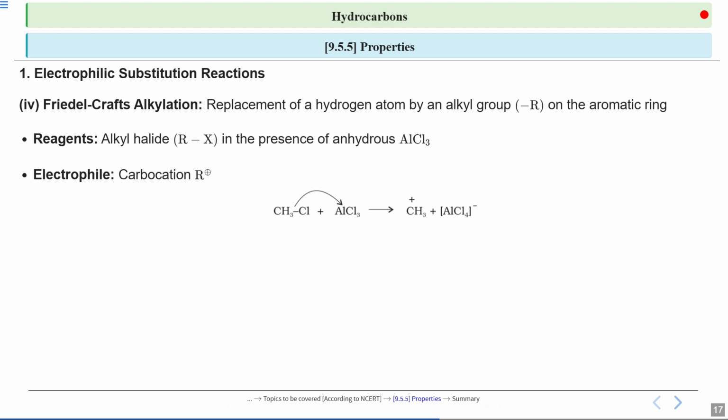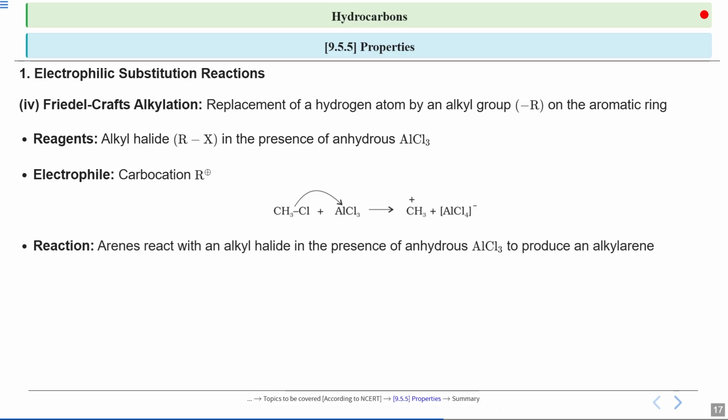This carbocation is formed when the alkyl halide reacts with AlCl3. Notice how the reaction proceeds, where your AlCl3 is taking chlorine from CH3Cl, creating a carbocation, which is specifically the methyl carbocation here, and AlCl4- is formed apart from it. Now next, what will happen?